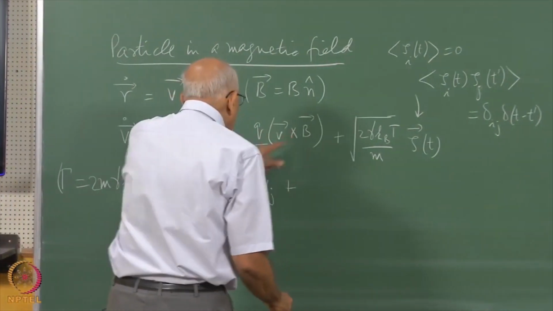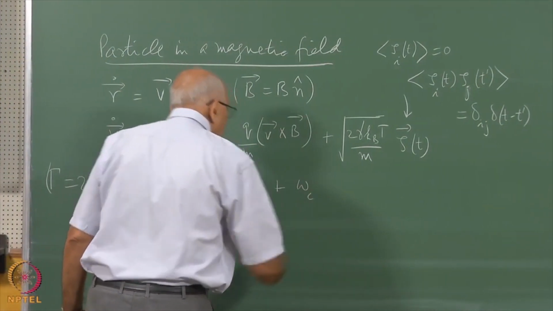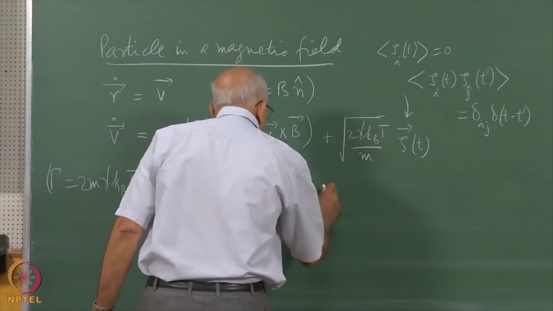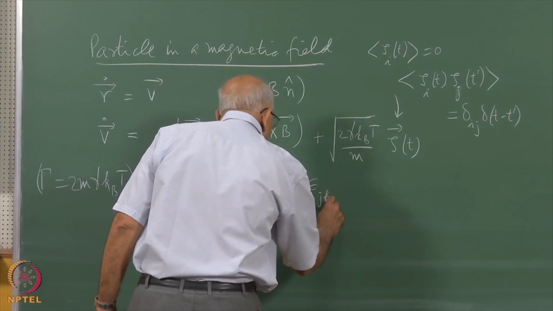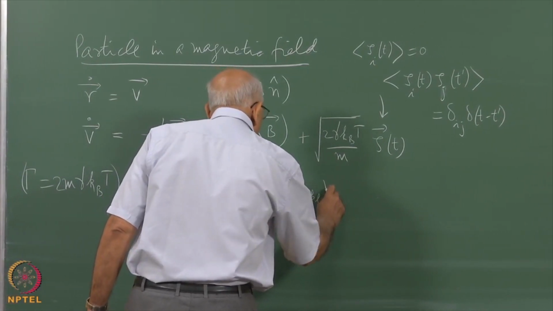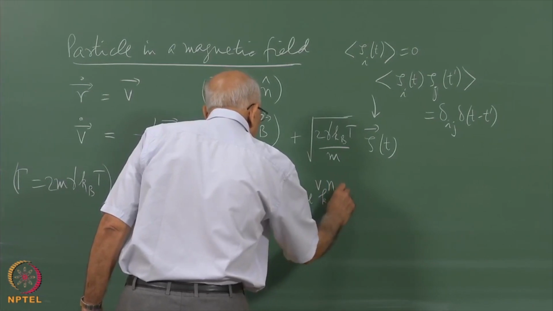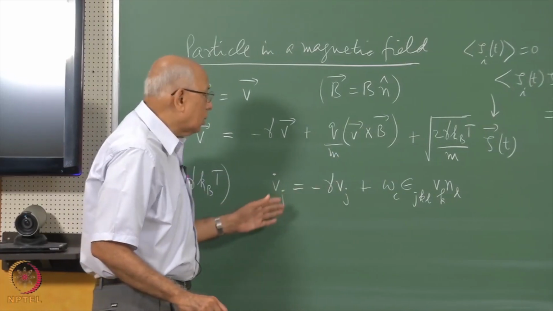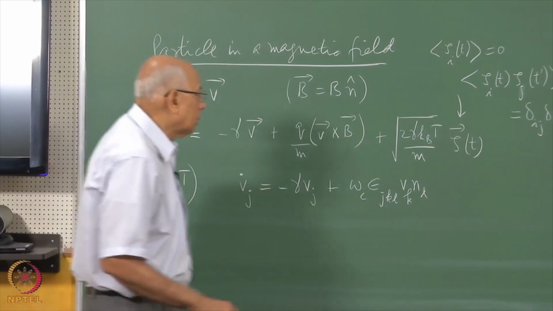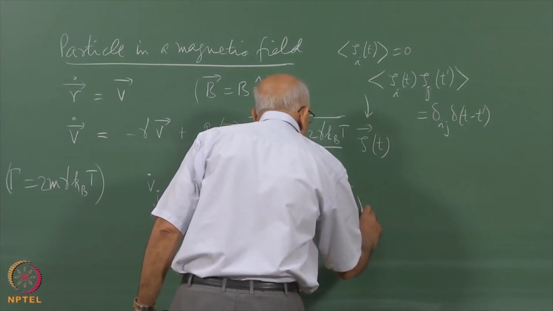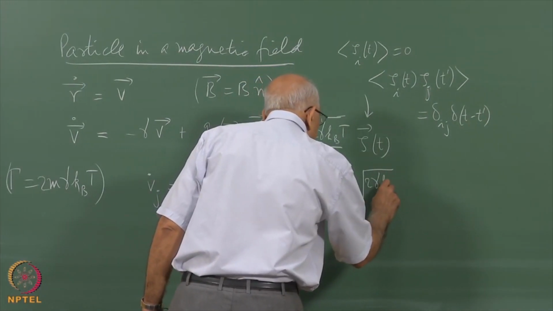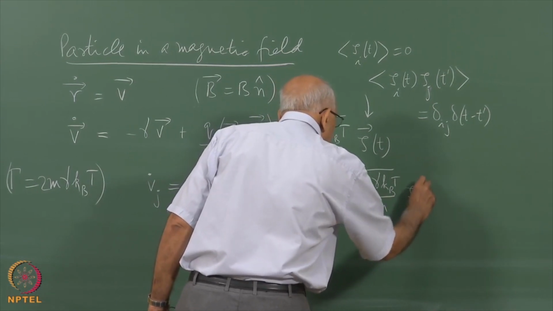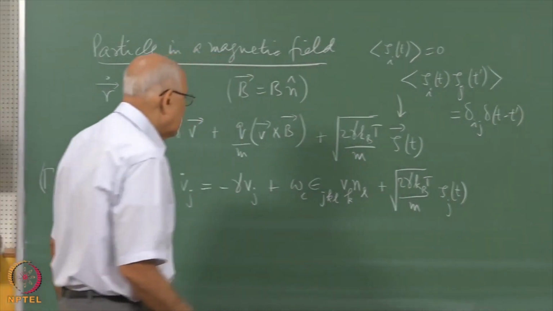So this becomes QB over m, which is omega, the cyclotron frequency, that takes care of this factor here, and then V cross B, which is epsilon jkl Vk nl. I have just written out the components, the jth component here and the cross product in terms of the epsilon symbol, plus this term here, 2 gamma k Boltzmann T over m, zeta j of t.